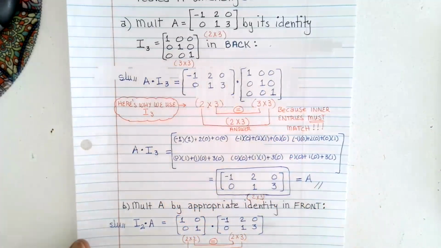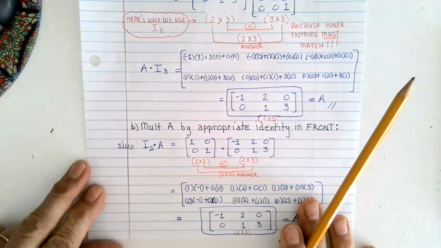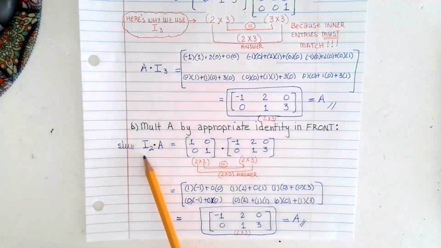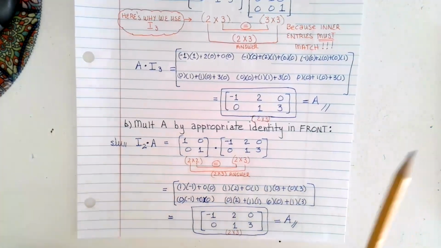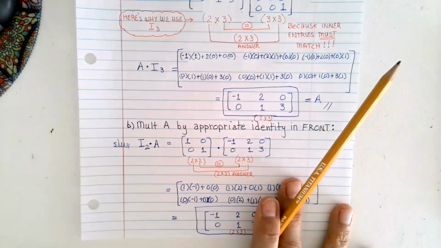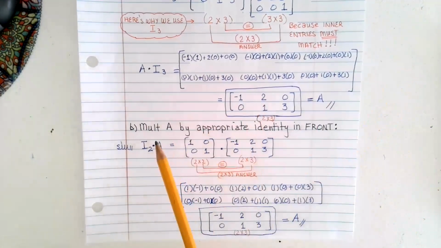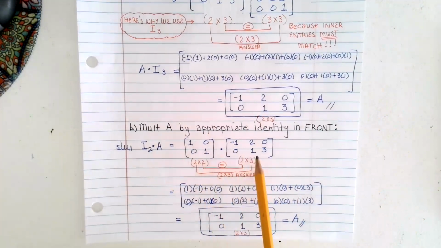Now let's do the multiplication by the identity on the other side. So we're going to do a 2 by 2 identity times A. And I'm going, wait a minute. We did I sub 3 last time. We did the 3 by 3 identity matrix. Why are we doing the 2 by 2 identity matrix when we multiply on the other side? We'll write the matrix A here. And this is where our identity is going to be written.